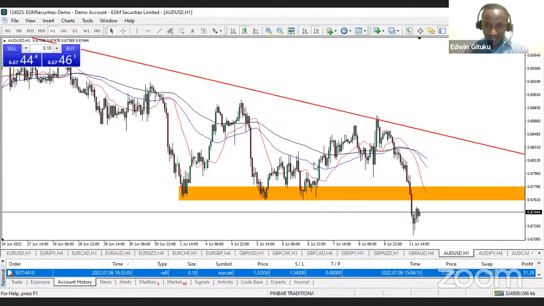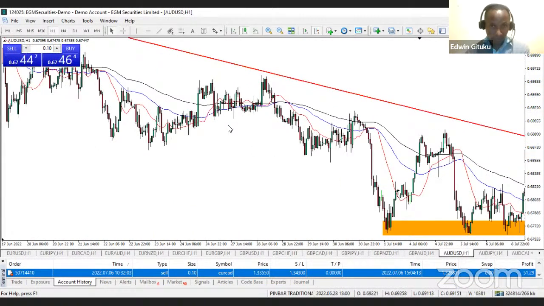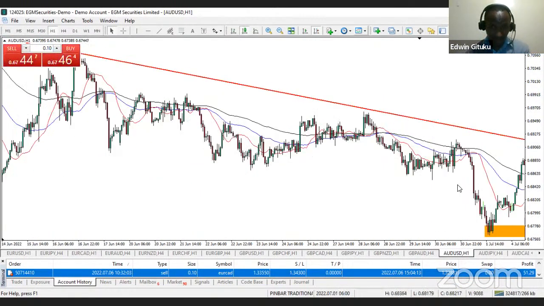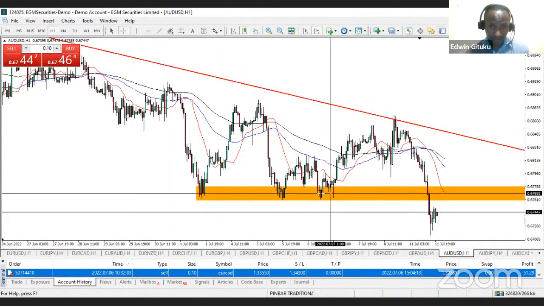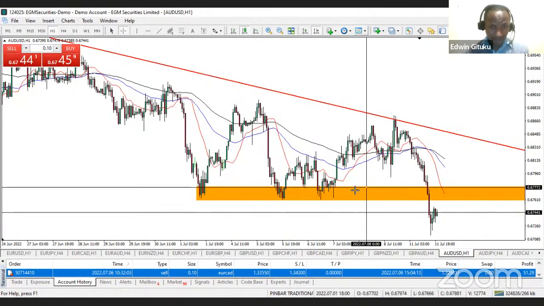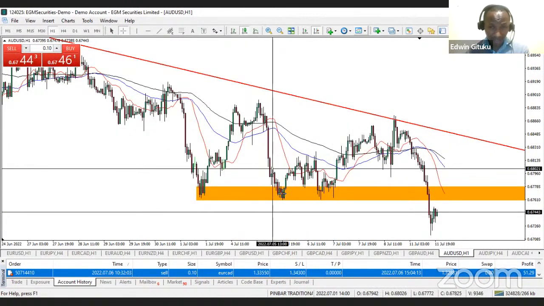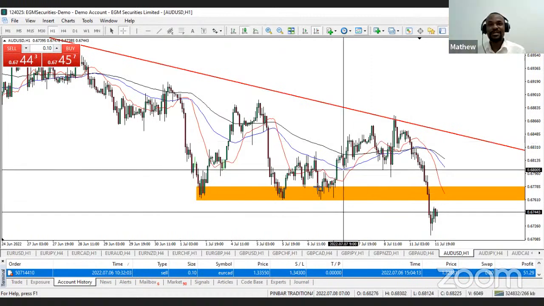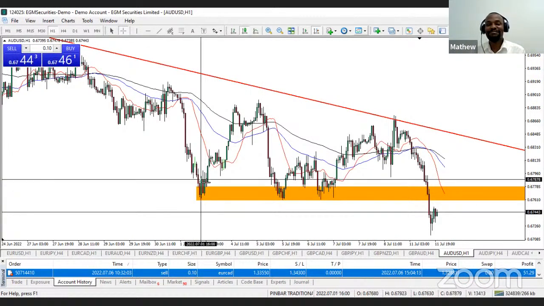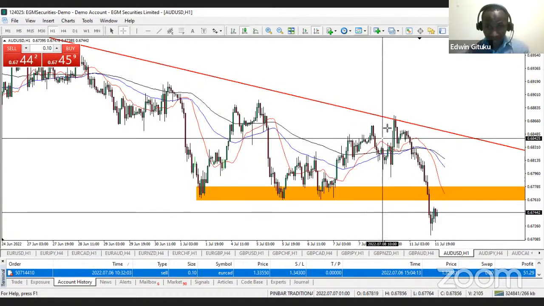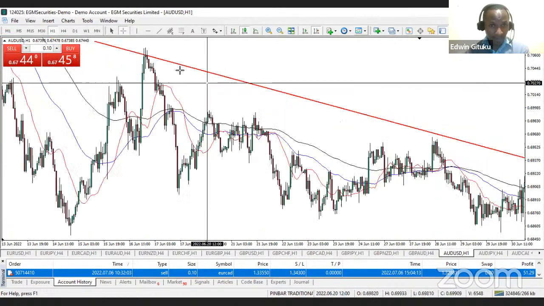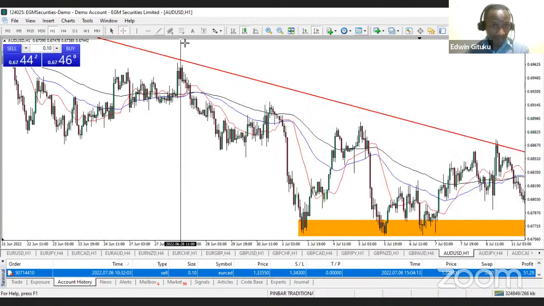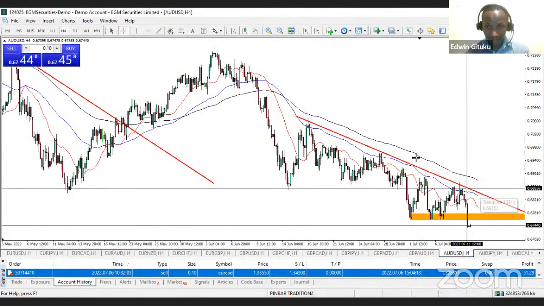Which brings me to the next one. So this is Aussie dollar. It's on a continuous downtrend. At this point we would have several lows. So this is sort of like a double bottom, Matthew, right? Actually, triple bottom. Then it rises towards the resistance, which is provided by this trend line of ours.